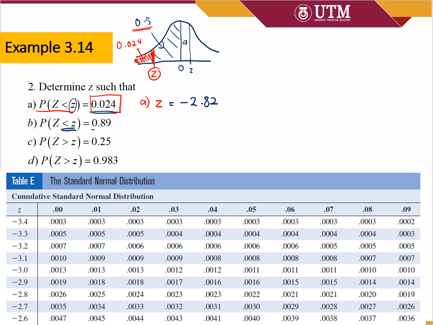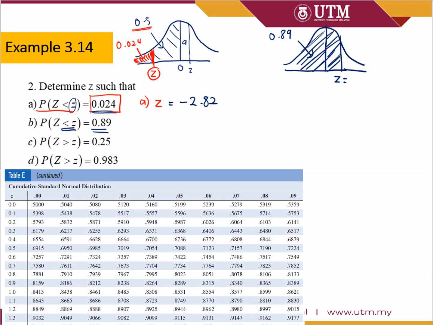Next, Z less than the Z value. So the area is 0.89. 0.89 means that it is greater than 0.5. So here we have 0.5 and here is our 0.89. The total of this would be 0.89. So you need to find in the second page what is the value for 0.89. If you refer to the second page of table E, you have to find 0.89.